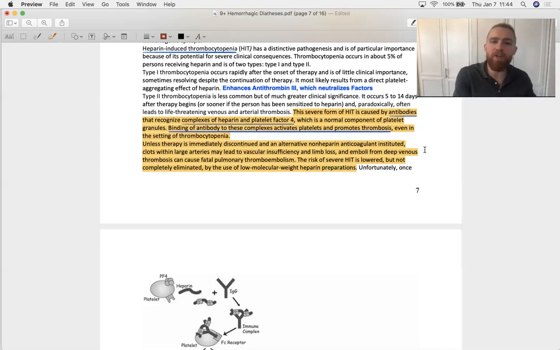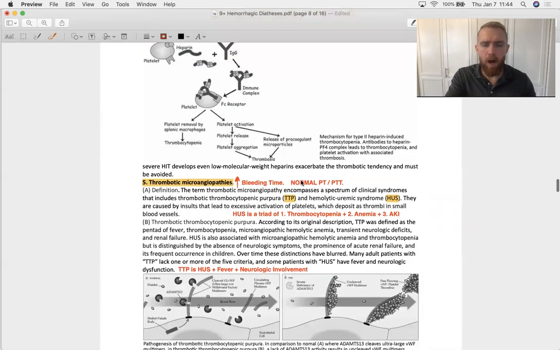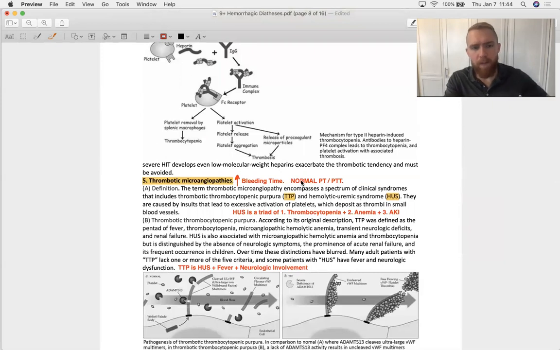So that's heparin-induced thrombocytopenia. And how do we prevent it? Low molecular weight heparin. Autoimmunity against platelet factor 4 plus heparin.